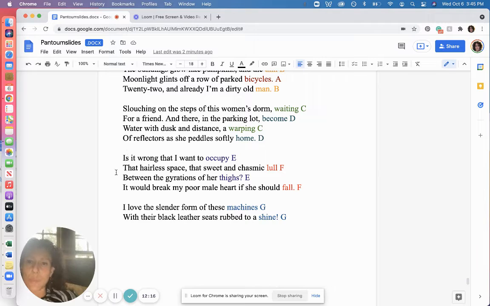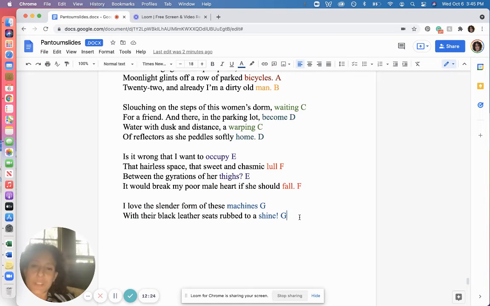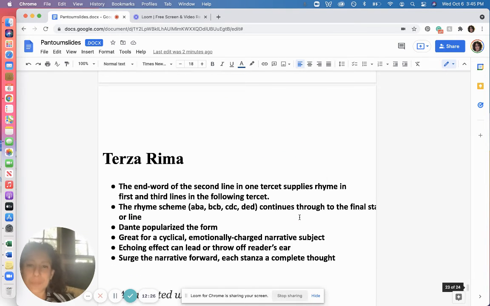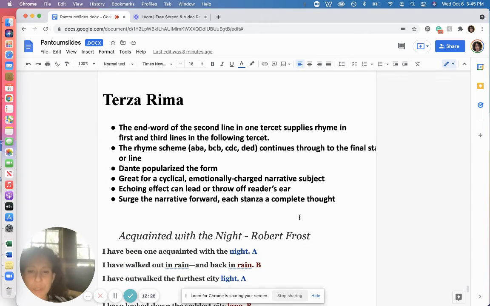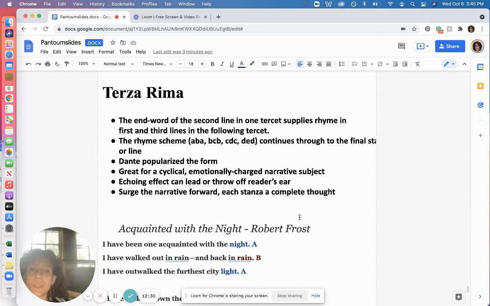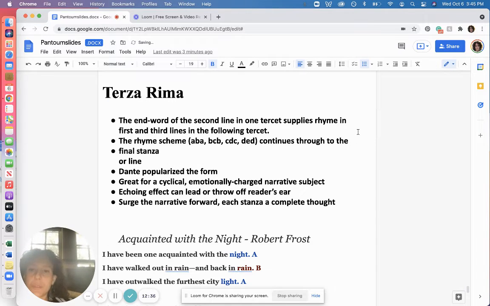He wants to be in between her legs, but he's teasing us with this elevated language and form and syntax. And so then also in the couplets at the end they snap shut, so they still do provide that sense of surprise. As for Terza Rima, this form is really, really beautiful. It's an interlocking, echoing rhyme, which I absolutely adore.